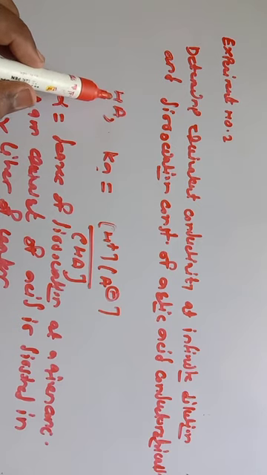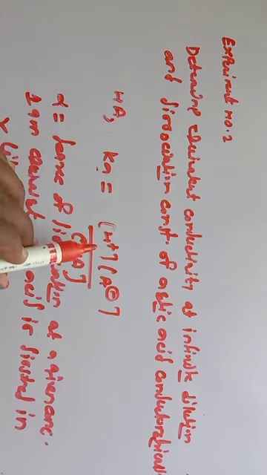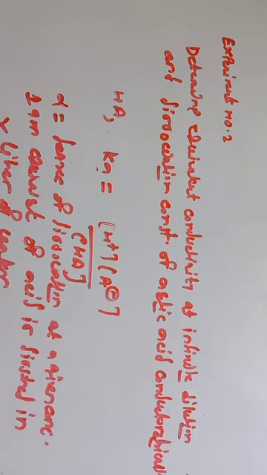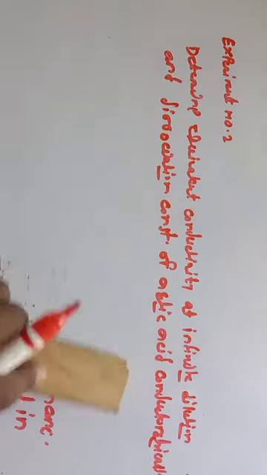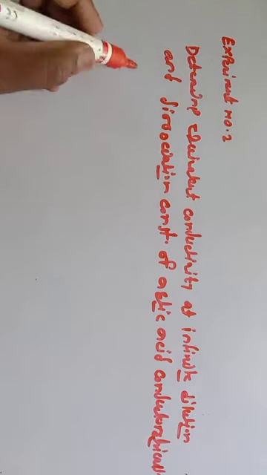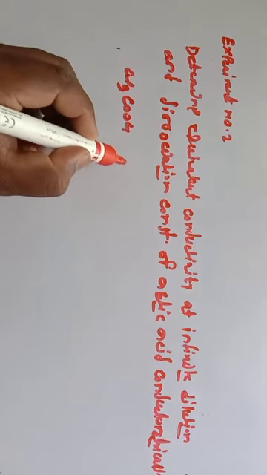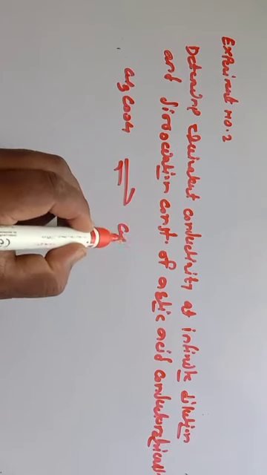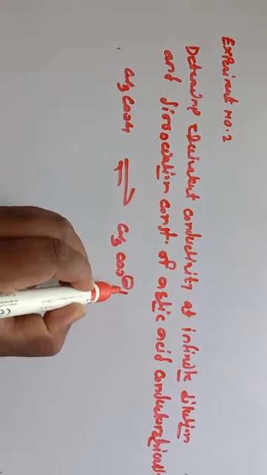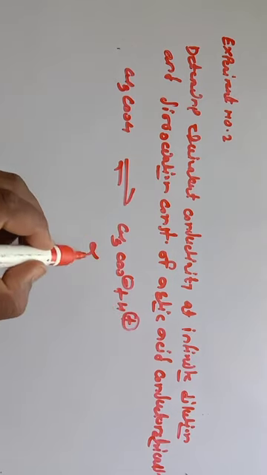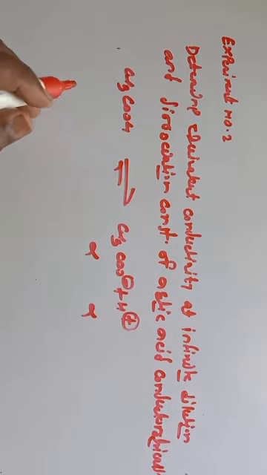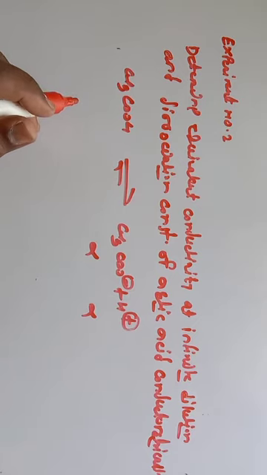The weak acid is denoted by HA, so Ka is given as the concentration of H plus into the concentration of A minus ion upon the concentration of HA. So let us consider the condition that alpha is the degree of dissociation at a given concentration, and 1 gram equivalent of acid is dissolved in V liters of water. Let us discuss the dissociation of acetic acid: CH3COOH gives CH3COO minus plus H plus.